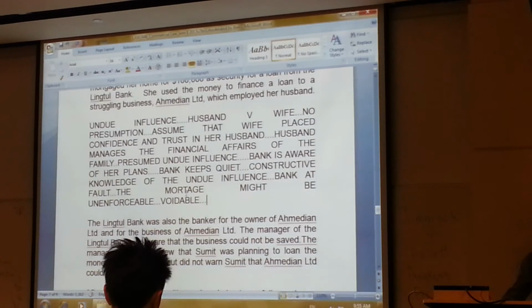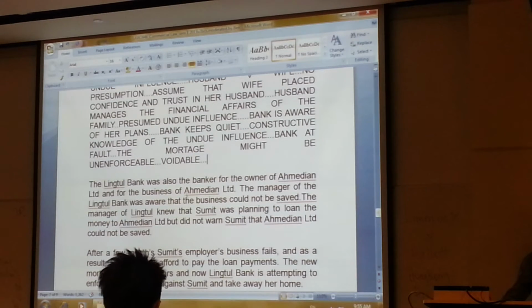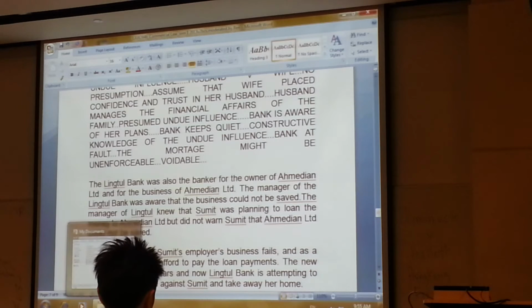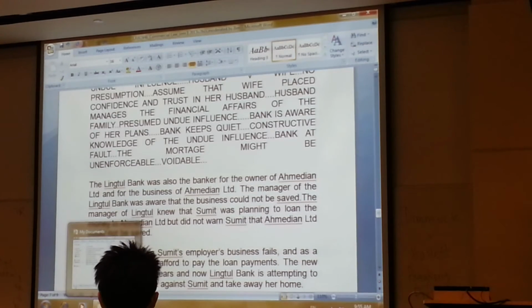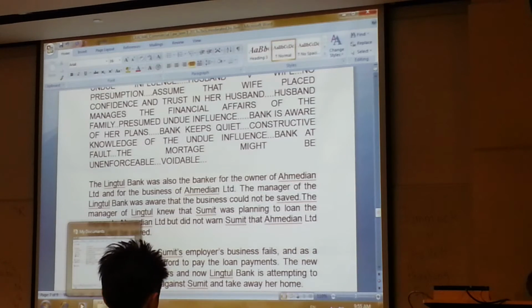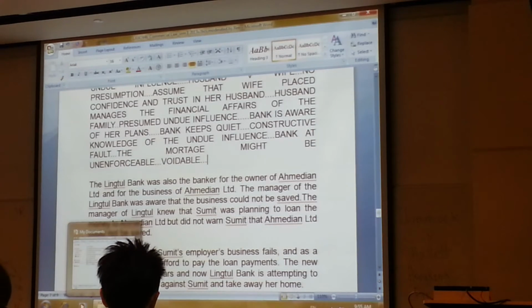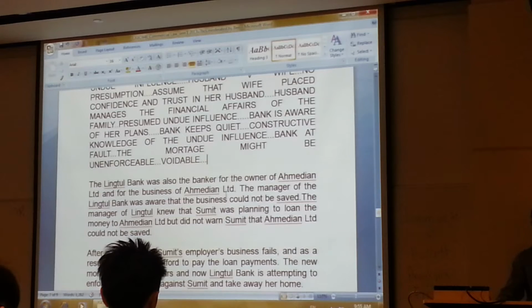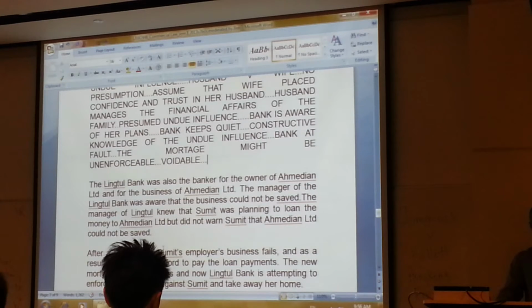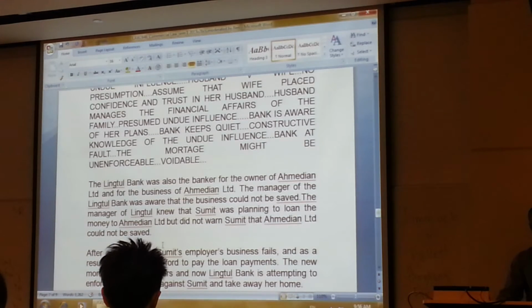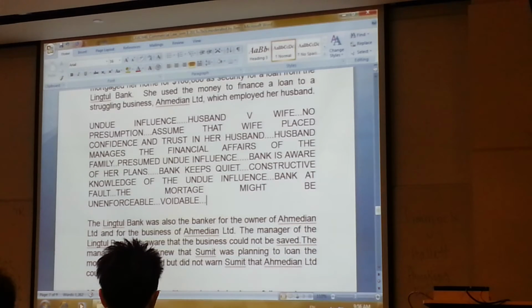Now, there's one more thing that you can discuss. What is the one more thing? Apart from undue influence, what normally comes with undue influence? What's the next topic that might become relevant here? Anyone? You could discuss unconscionability as well. So please discuss the next topic as well, unconscionability.